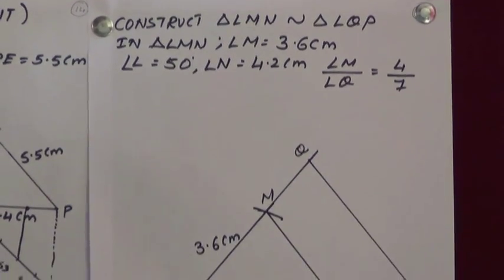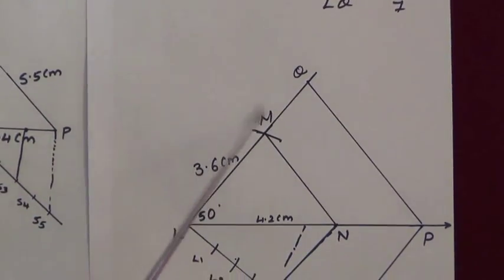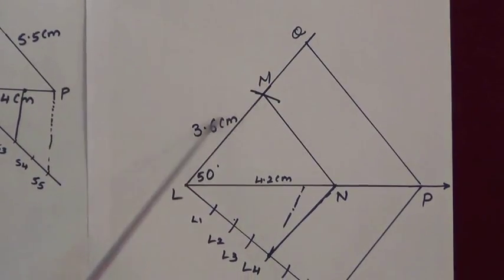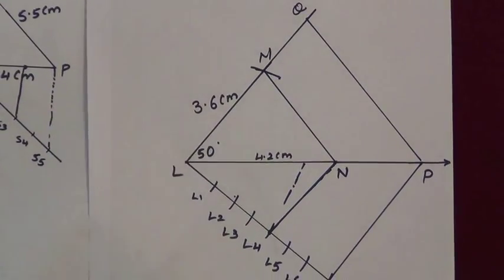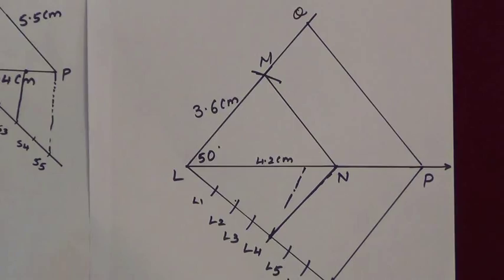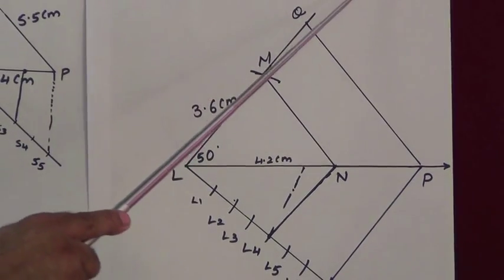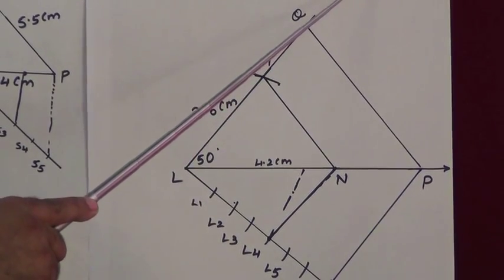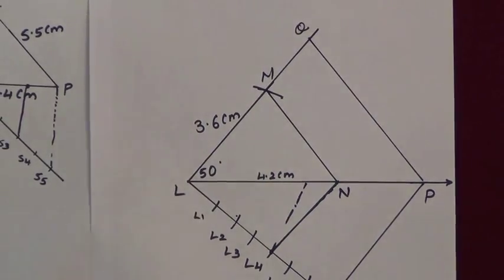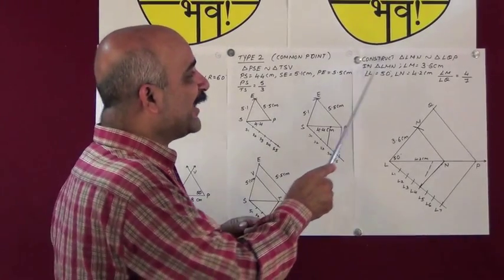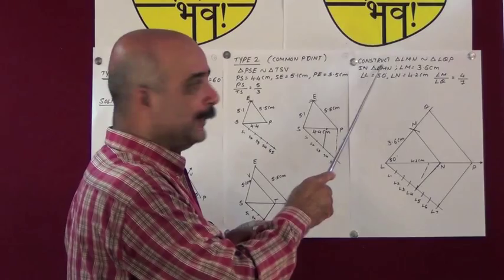Now, after you get it, we draw triangle LMN as per the given information. We extend L1, L2, L3 up till 7 parts. Why 7 parts? Because here, if you see, the ratio is 4 upon 7, so we extend it to 7 parts. For better understanding, I have taken a sum here. Let's see this sum again.